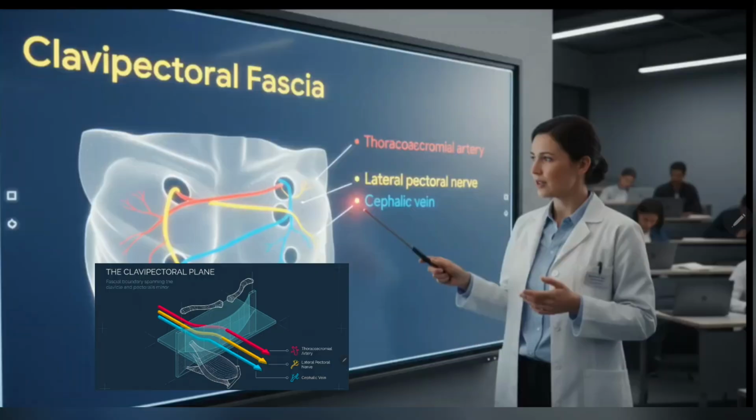Before we leave the pectoral region, let's quickly nail down a direct factual question. The structures piercing the clavipectoral fascia. This is the fascia lying right between the clavicle and the pectoralis minor. Just remember these 3 key structures that punch right through it. Number 1, the thoracoacromial artery. Number 2, the lateral pectoral nerve. And number 3, the cephalic vein. Just memorize this quick list, it's a super common exam target.